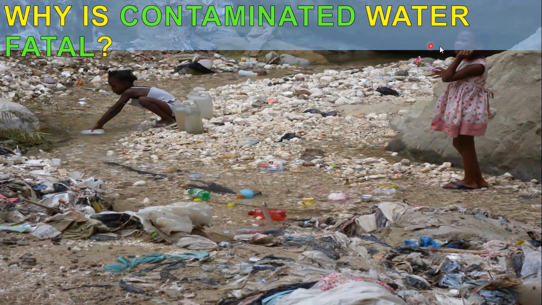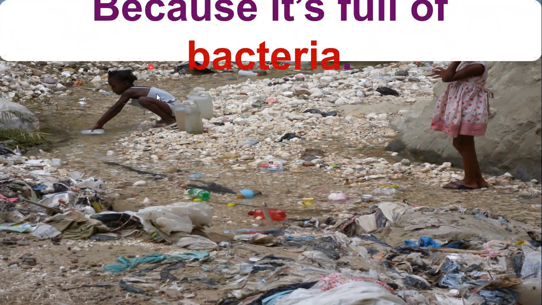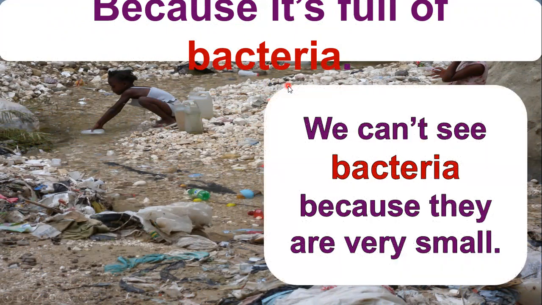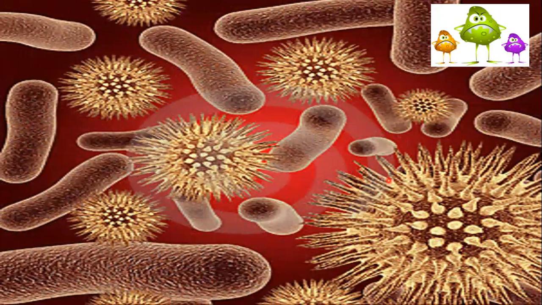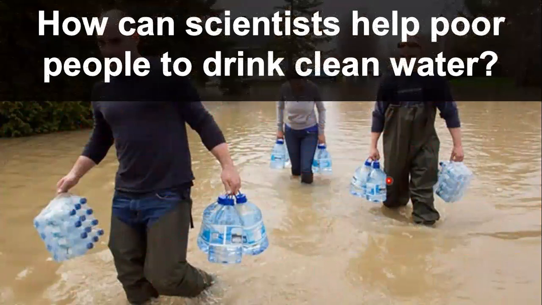Why is contaminated water fatal? Because it contains or is full of bacteria. What do you mean by bacteria? Bacteria are small or tiny creatures that we can't see with our own eyes. We need a microscope to see them. Bacteria, as you can see here in this picture. So how can scientists help poor people to drink clean water?